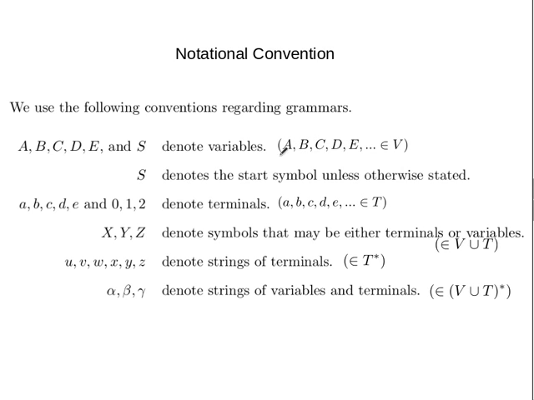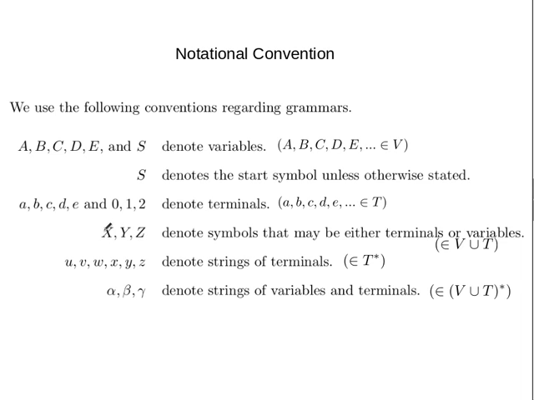So for variables, we use capital A, B, C, D, E, F, this sort of thing, and obviously S. But S will always denote the start symbol of a grammar, okay, unless otherwise stated. In some cases, we can use S prime, S1, S2, some variant of S. That will always mean the start symbol of some grammar. Otherwise, we can use these for variables.